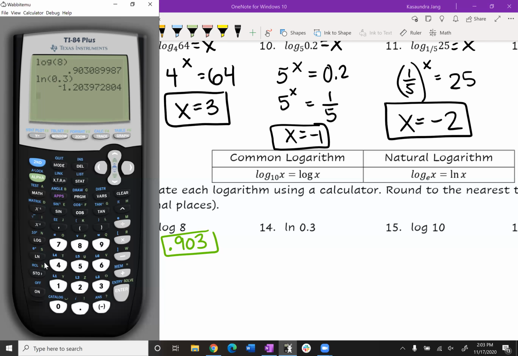Okay, so I'm going to go to the nearest thousandth, three decimals. That 9 is going to make me round up. Yep. Okay, so negative 1.204 in this case.